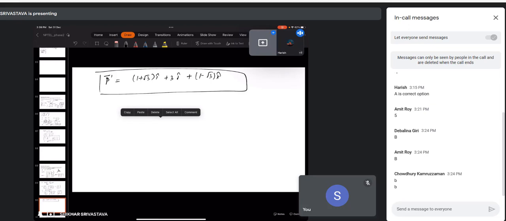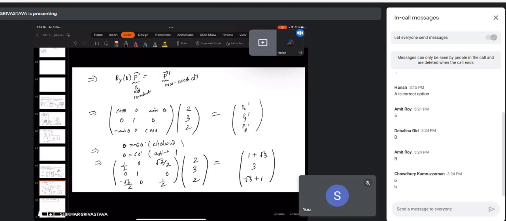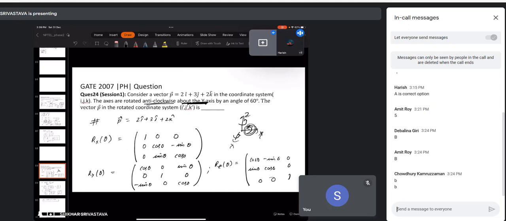If the question had given that the rotation is about the z-axis, then you would have used the z matrix. And if the rotation was about the x-axis, then you would have used that matrix. So there are three classes of matrix which you need to remember in order to solve this kind of question. So, is this clear?